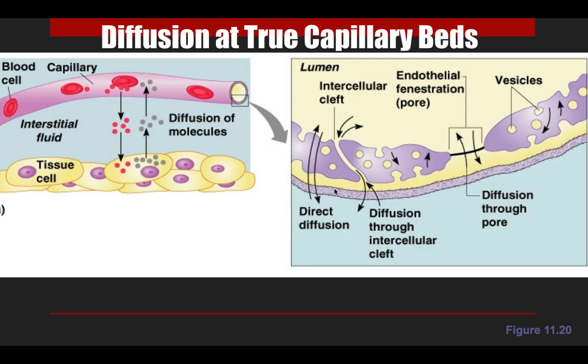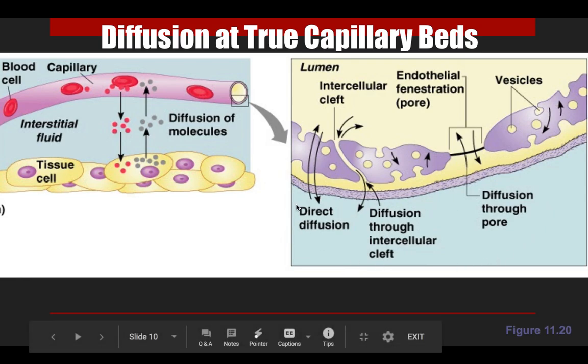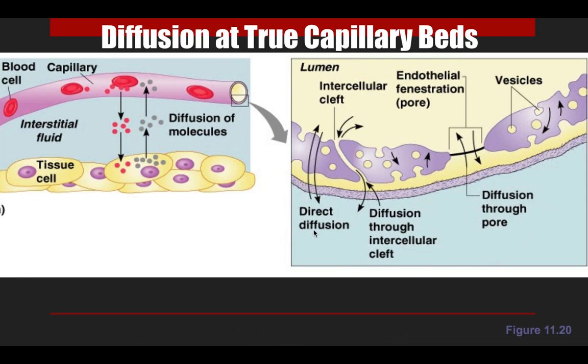So here you have the blood vessel, here you have the surrounding tissue, and there's going to be some direct diffusion of oxygen and carbon dioxide across the blood vessel walls, as well as through these clefts that are present, as well as through actual pores, so actual gaps in between one cell here that makes up the wall of the capillary and another cell here that makes up the wall.